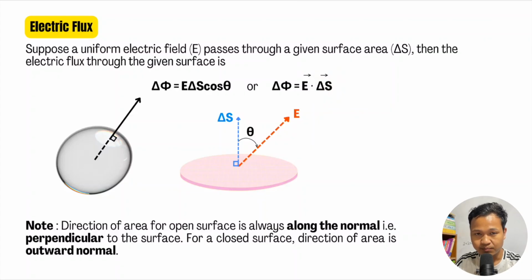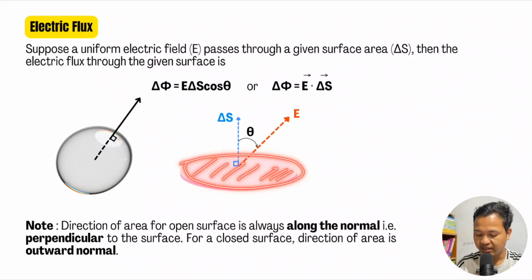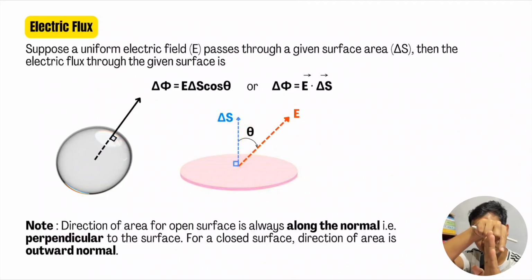So if you're given a plane surface, an open surface, a planar surface, the direction of the area vector should be along the normal, that is, perpendicular to the surface. For a planar area, the area vector should be perpendicular to this surface, okay? There are two sides, so one will be on this side, another one will be on the back side.